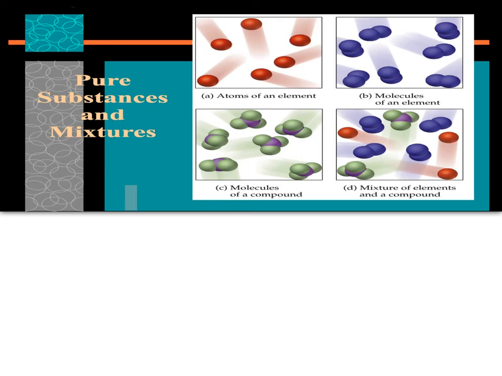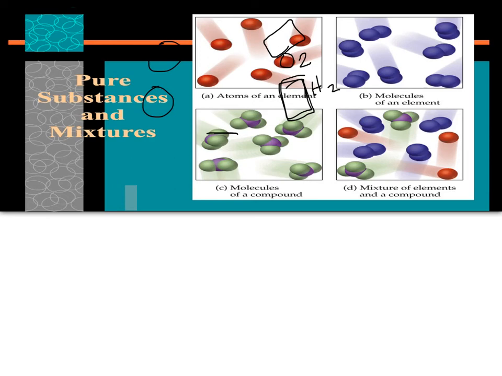For those of us who are visual learners, you can look at this image to see what the structure of different pure substances and mixtures look like. In an element, we have just one single type of atom. If I had molecules of an element, we would have O2, so there are two oxygen atoms here, or perhaps we have something such as H2, still the same element, but two atoms attached to one another.